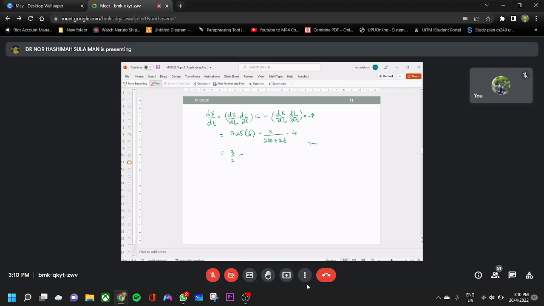Okay, now. Yang ini kita boleh ringkaskan, boleh tak saya tuliskan X bahagikan dengan 100 tambah T, betul tak? Saya suka ringkaskan sebab dia akan memudahkan hidup kita lah. Betul. So dapat berapa? Sila check. Ini model kita.